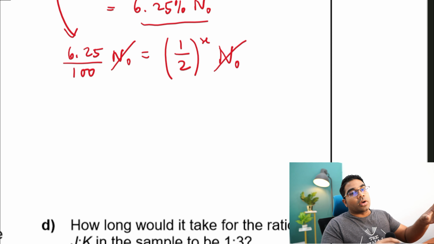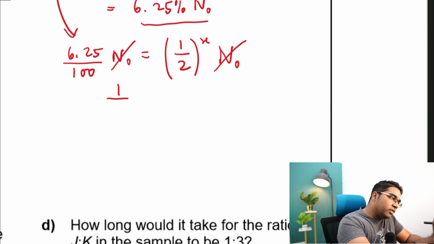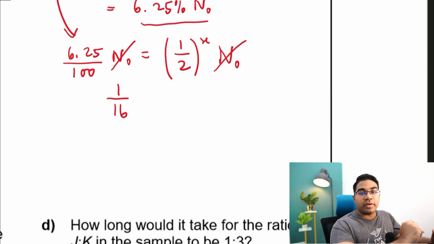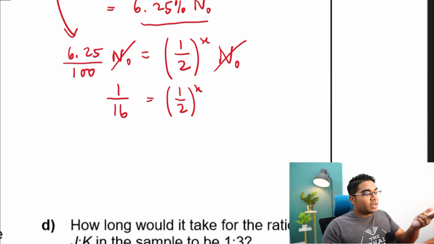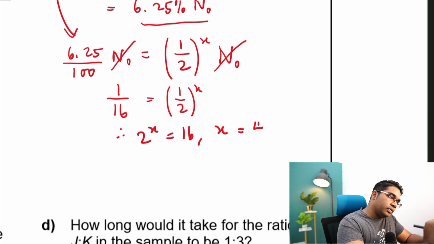You just convert 6.25 over 100 into the simplest fraction. So here you will get 1 over 16. 6.25 over 100 is 1 over 16. This is equal to 1 over 2 to the power of x. And from here it's very easy to see. There is no need to use logarithms to solve this. X must be 4 because 16 is the denominator. So 2 to the power of 4 is 16. Therefore 2 to the power of x is equal to 16 and x is equal to 4.